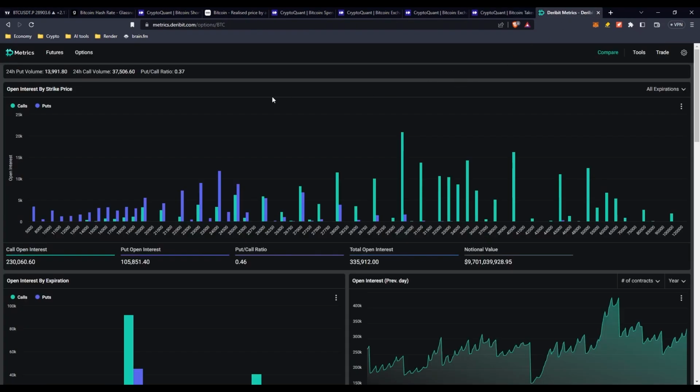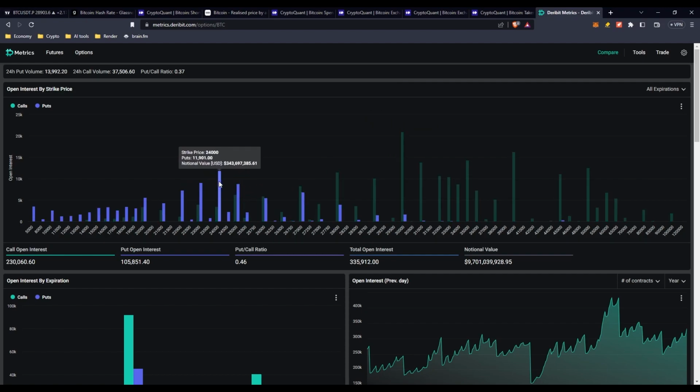And lastly, we have to check the options market to see where the calls and puts are. At the moment, $30,000 is going to be the strike price. That means it's going to play as a massive area of resistance, and one of the strongest supports is at 24,000.